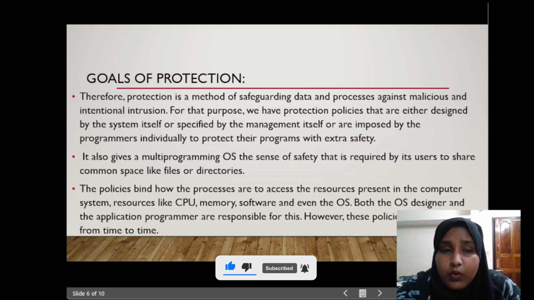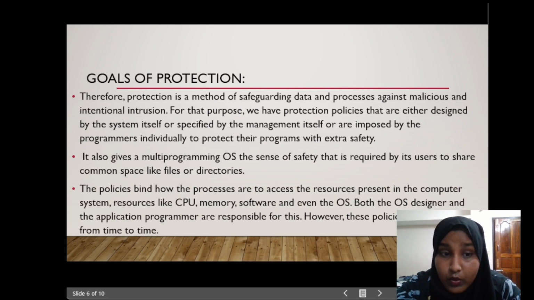In a multi-programming OS, where multiple users or programmers share resources like files or directories, protection ensures that these resources are safely shared without compromising security. The policies bind how the processes are to access the resources present in the computer system, resources like CPU, memory, software, and even the OS. Both the OS designer and application programmer are responsible for this.